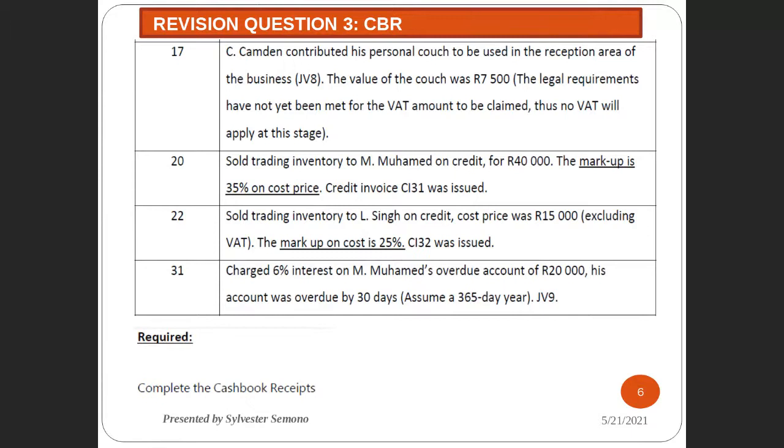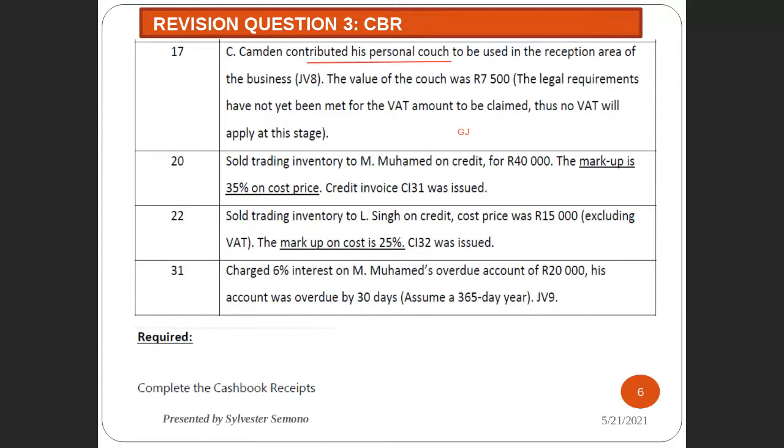CBR on the 17th. Who supports CBR? Guys, check here. Are you receiving cash here on the 17th? What are you receiving? Are you receiving cash? You are correct, it's GJ, guys. You're not receiving cash. The owner didn't contribute cash. Can you see the owner contributed? This makes the difference.